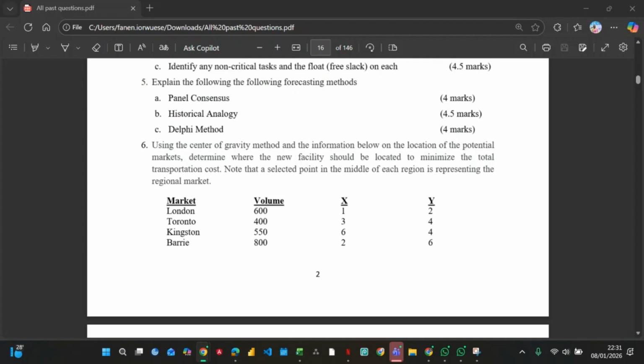They ask you to calculate. I think there's a question like that down there, and we can see that question too. But for this one, the method they ask you to use is the center of gravity method and the information below to solve. So it's based on the method they say you should use. But there are some other methods that you can also use to determine a new facility based on certain requirements.